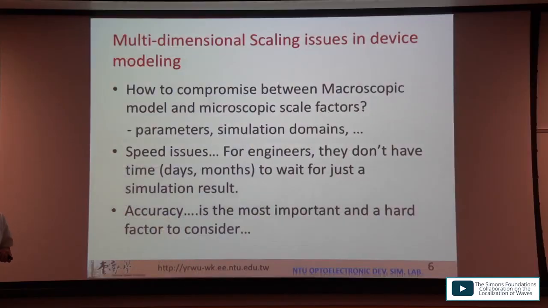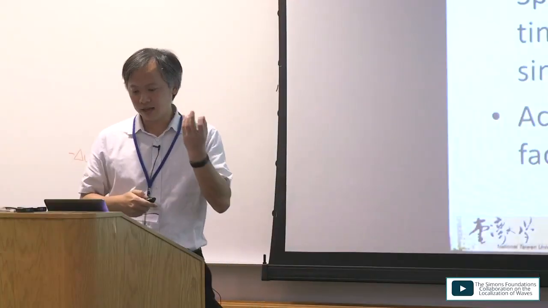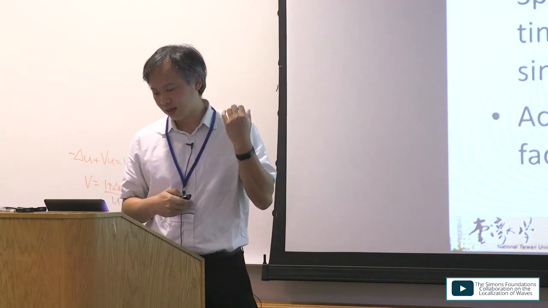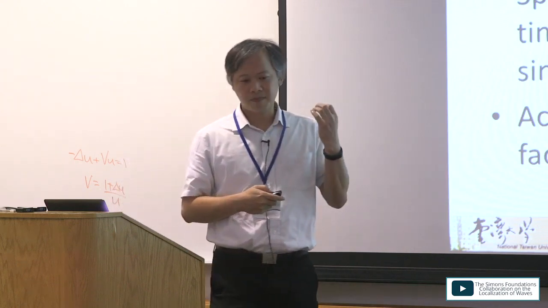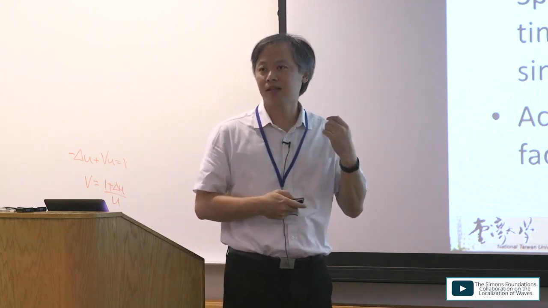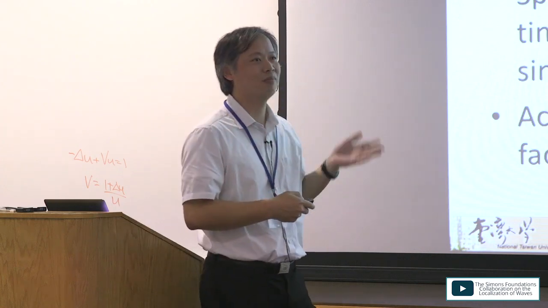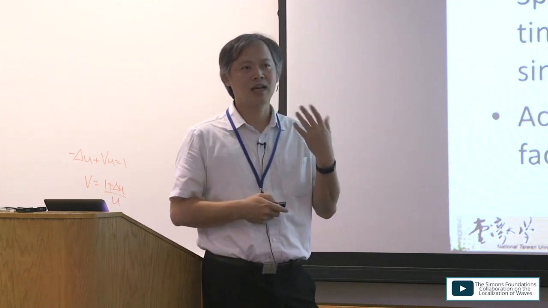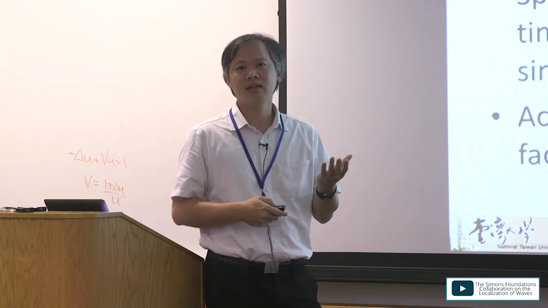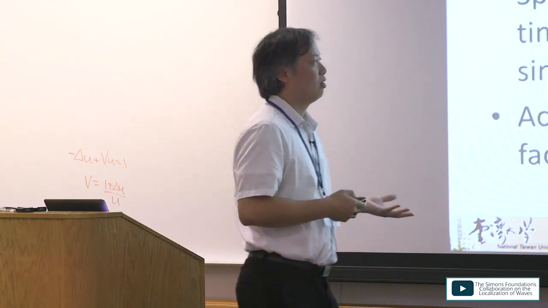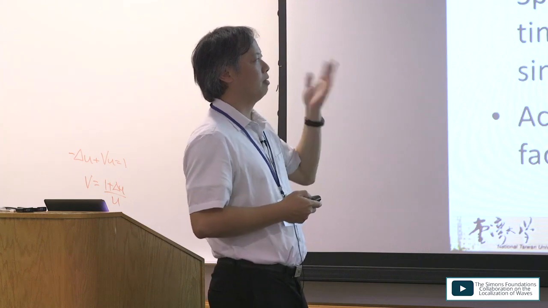Let me explain why. If you want to do the whole simulation, we have a lot of issues. For example, if you want to consider the atom-size random alloy fluctuation, the best model, and I believe Stephen tomorrow will introduce it, is using tight binding: you put in random alloy, and you can more accurately know the real emission.